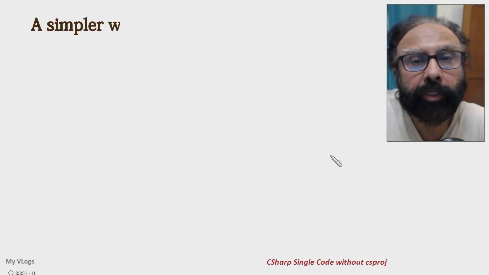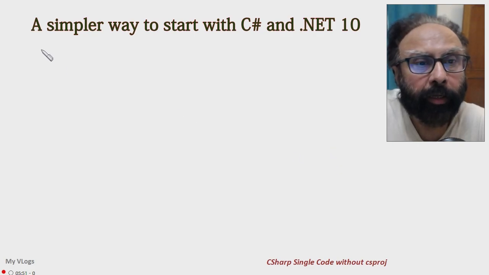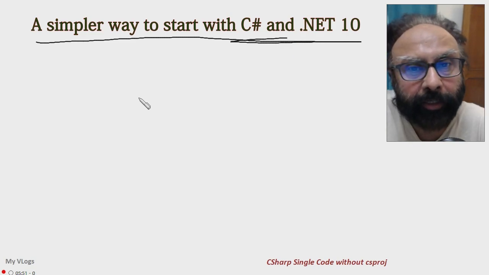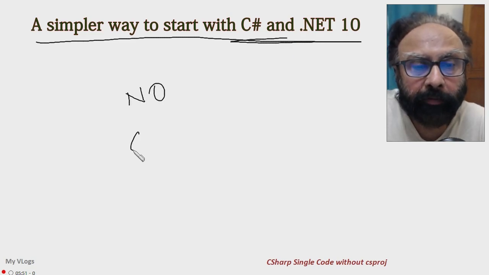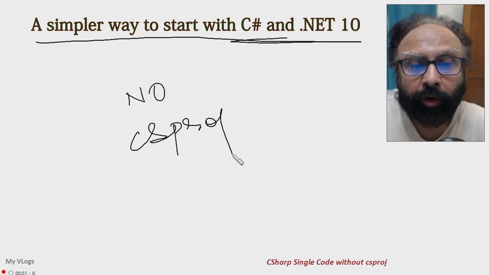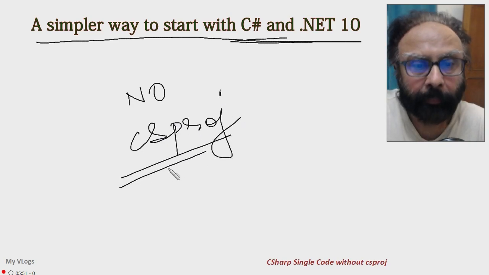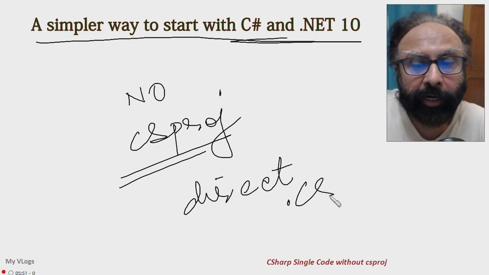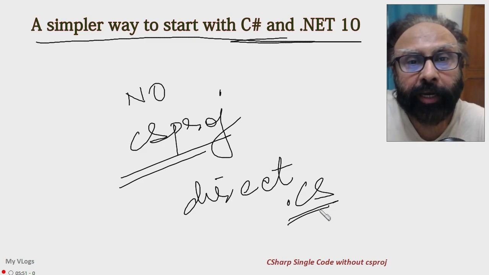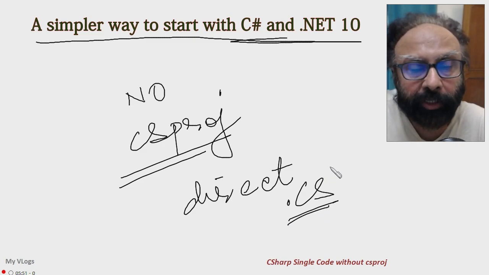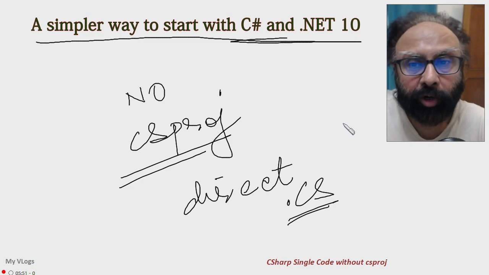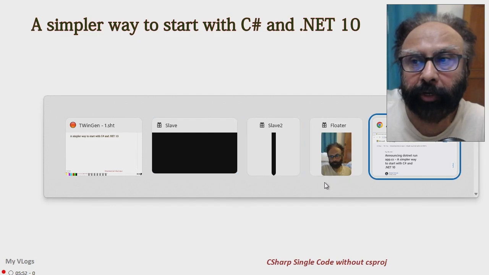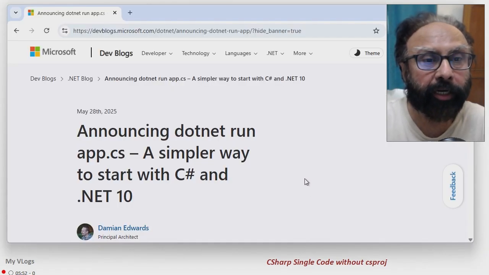There's a new feature in .NET 10, a simpler way to start with C# and .NET 10. In this feature, no csproj file is required. We can directly run our CS file. This is a very interesting feature available in .NET 10. So let's see a preview of this feature, what this exactly is.